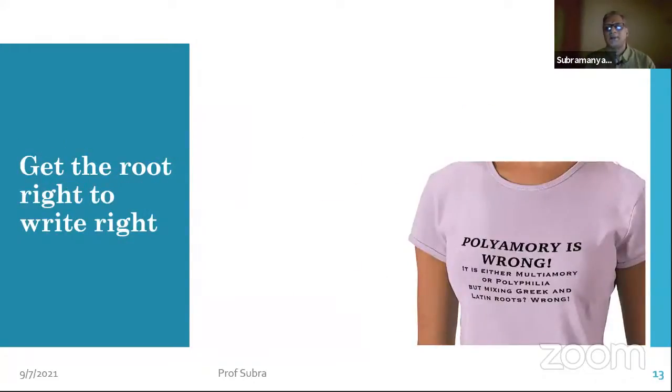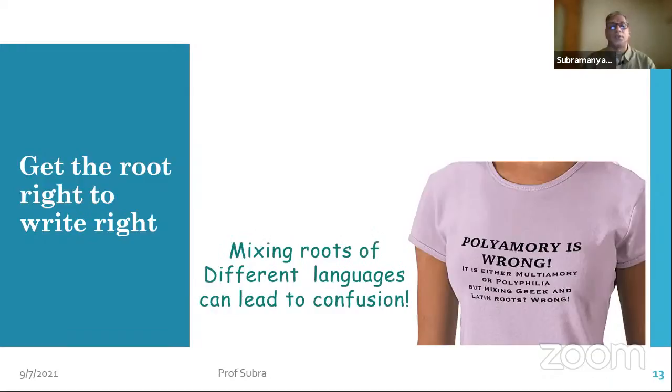So this was something which I came across online and I liked it. Polyamory is wrong. It's either multiamory or polyphilia. So mixing different languages, the roots of different languages can lead to confusion. For example, here, like polyamory, if you see, poly is a Greek word, amory for amorous, okay, is a Latin word. So they mix both Latin and Greek words.